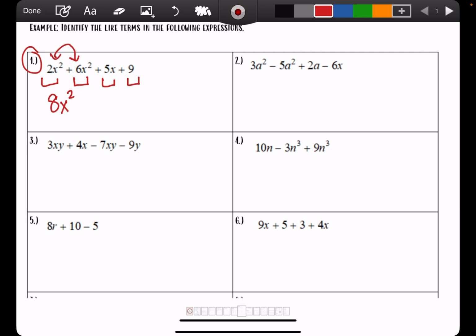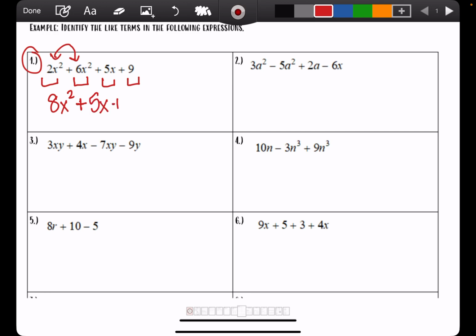And then we have to ask ourselves, can I add this other term with them, the 5x? It has an x, just like 8x squared has an x, but it doesn't have the same exponent of 2. So in that case, 5x is not a like term with those other two, and because of that, we have to leave it alone. So we're going to have 8x squared plus 5x still there.